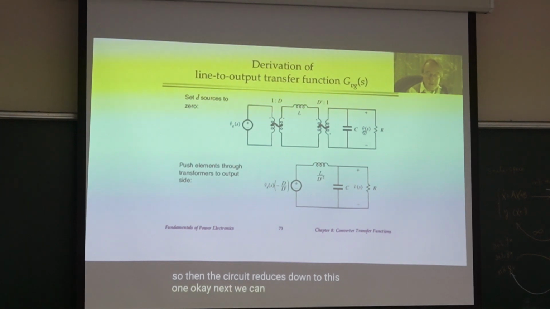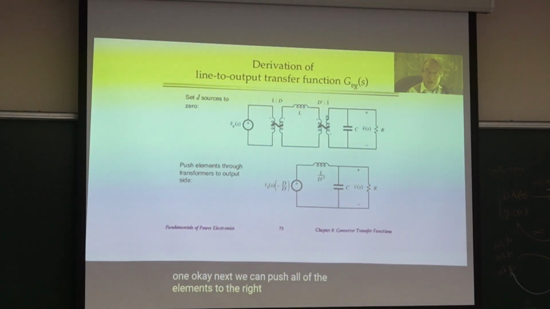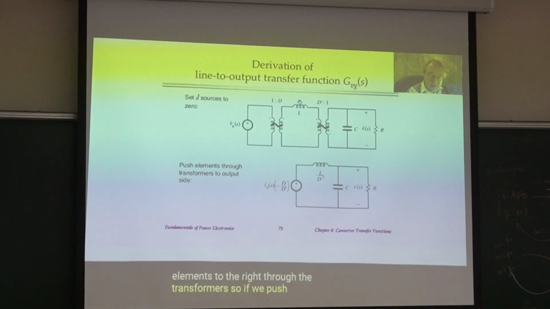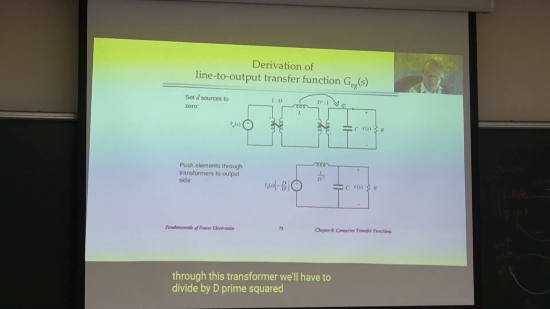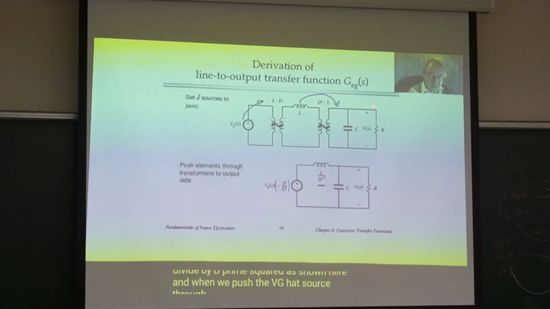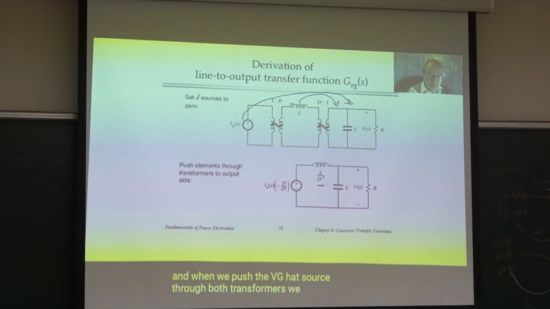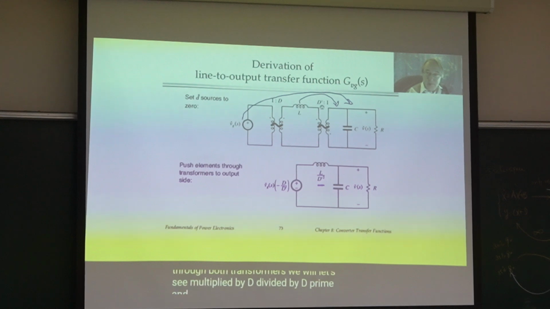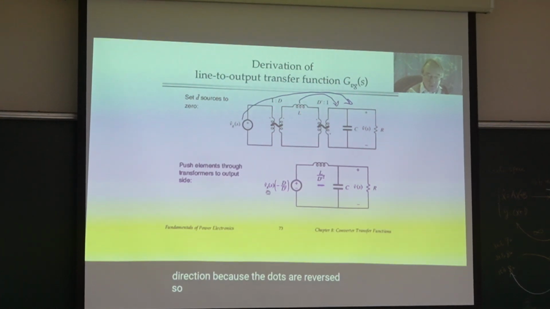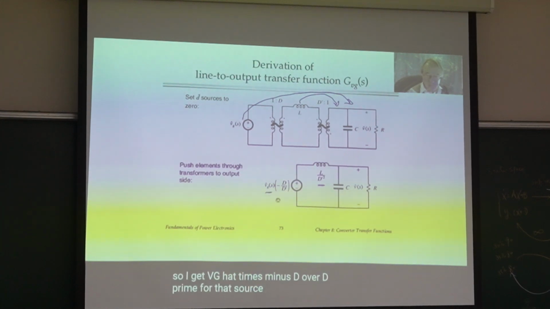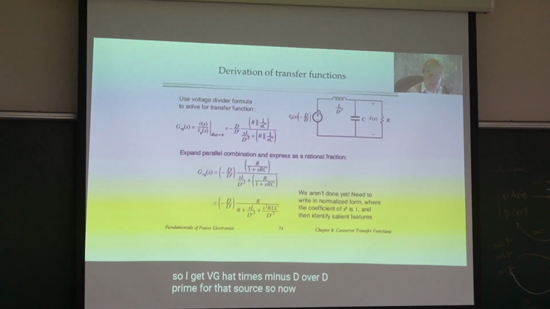Okay, next we can push all of the elements to the right through the transformers. If we push the inductor through this transformer, we have to divide by d prime squared. And when we push the vg hat source through both transformers, we multiply by d, divide by d prime, and then we have to reverse the direction because we refer the parameter into the second side. So the source is vg hat times minus d over d prime. Now we have this circuit.